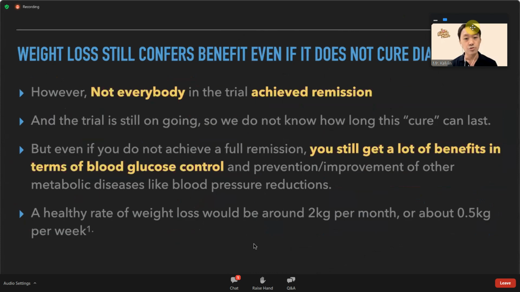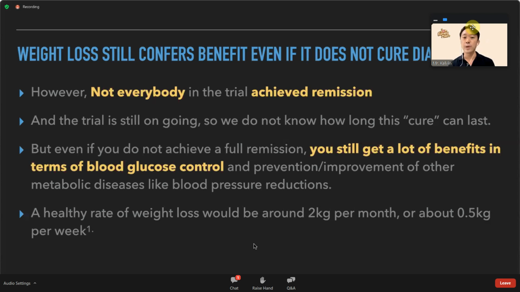However, not everybody in the trial achieved remission, and the trial is still ongoing, so we do not know how long this cure can last. But even if you do not achieve full remission, you still get a lot of benefits in terms of blood glucose control and prevention or improvement of other metabolic diseases, like blood pressure reductions if you lose weight.